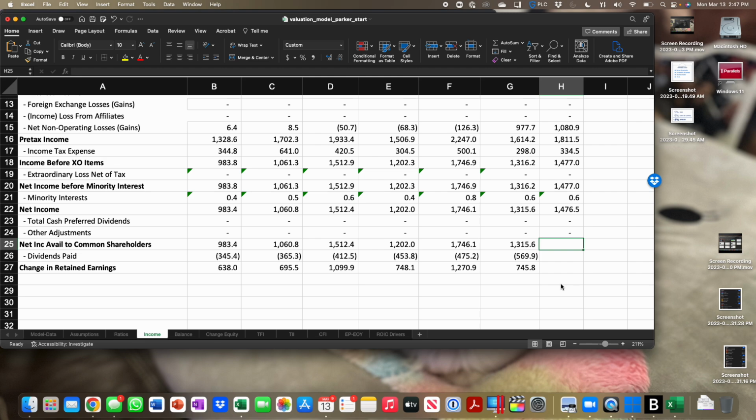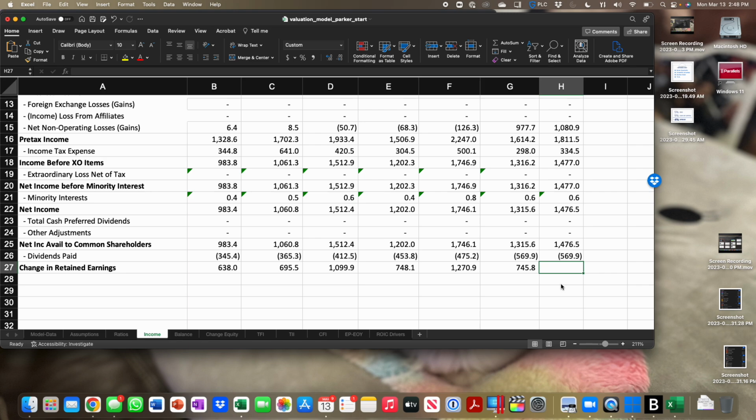Net income to common shareholders: I want you to take cell G25, copy it, go to H25, paste it. 1476.5 net income to common shareholders. Common dividends paid, row 26, equals previous year. So H26 equals G26. We're going to leave the common dividends alone, same thing, common and preferred alone. Okay? However, important point.